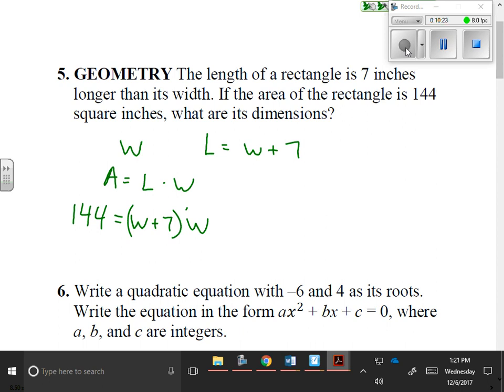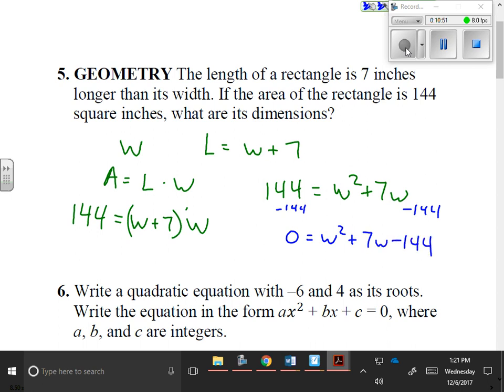Then we distribute the W. We get 144 equals W squared plus 7W. Set it equal to 0, so I'll subtract 144 from both sides. And now I need to factor that.